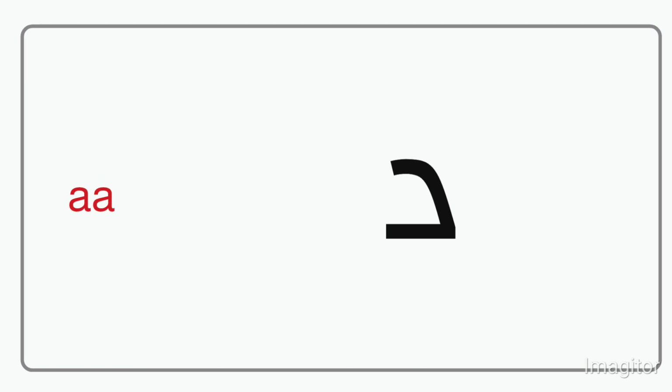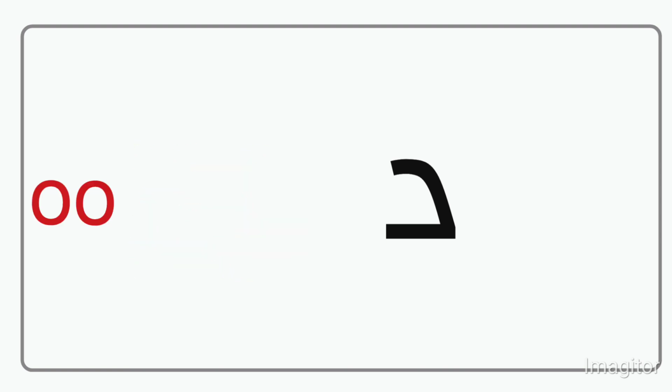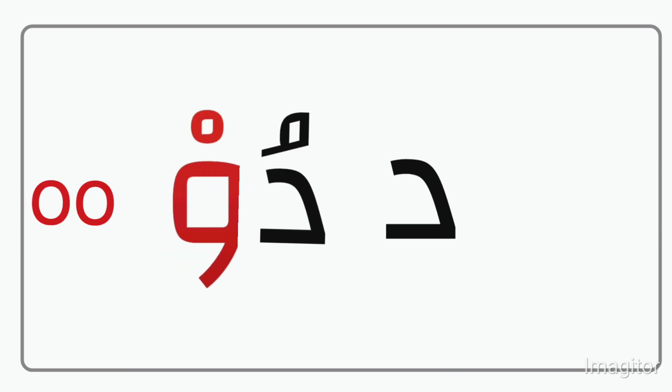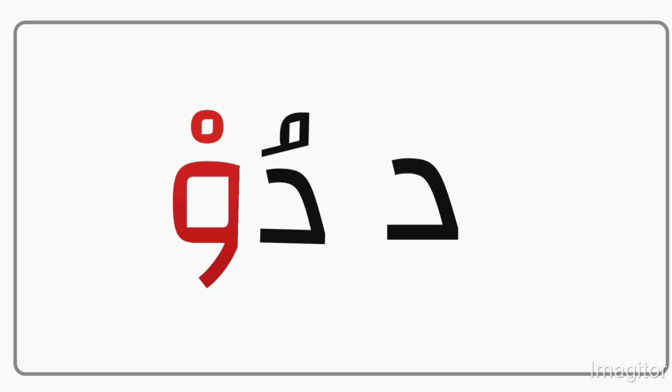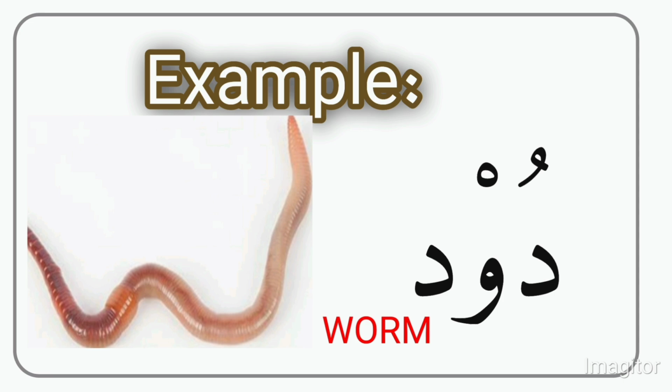A, da, I, di, u, du. The Arabic word for team is, team, while worm is called dude. Both these sounds are dental alveolar plosives.